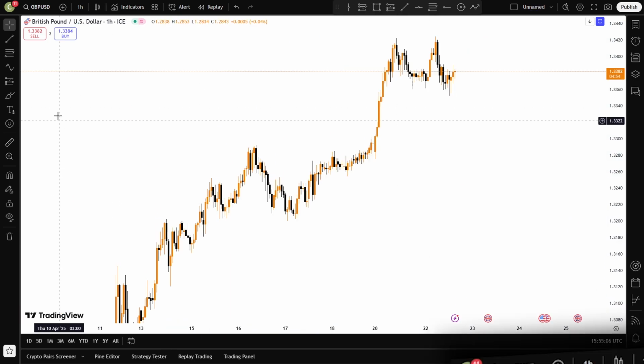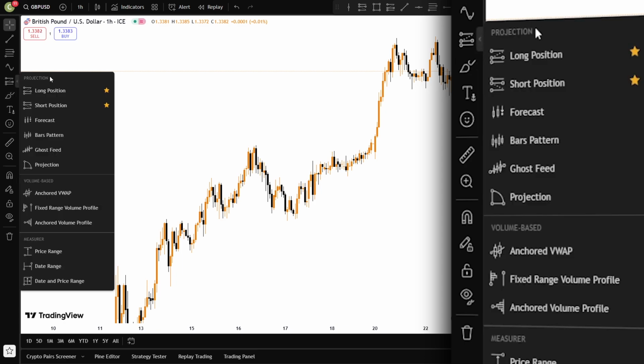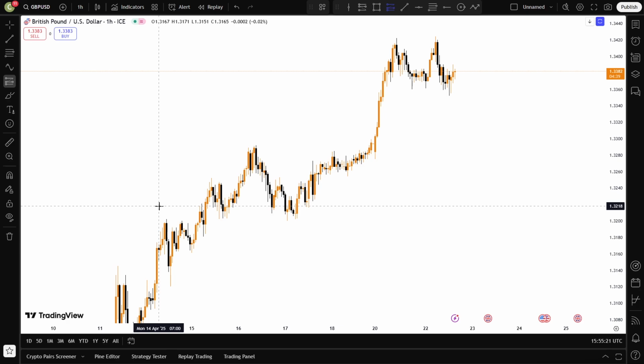So now we move to the forecasting and measurement tools. So under the forecasting and measurement tools, under the projection section, you have the long position, the short, the forecast, bars pattern, ghost feed, and the projection. So the long position is a tool used to visualize entry, stop loss, and target profit for a bullish scenario.